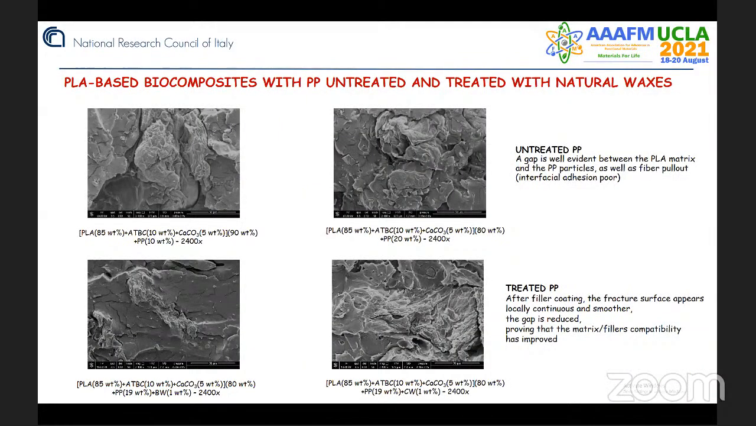In these micrographs, we can observe that when the potato pulp is not coated with the natural waxes, there is a well-evident gap around the potato pulp particles. When the potato pulp is treated with the natural waxes, the gap decreases and the fracture surface appears more continuous.